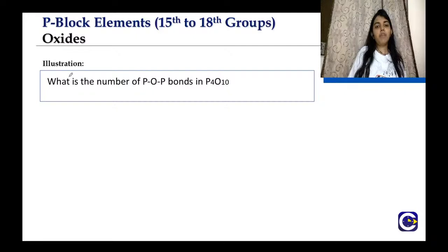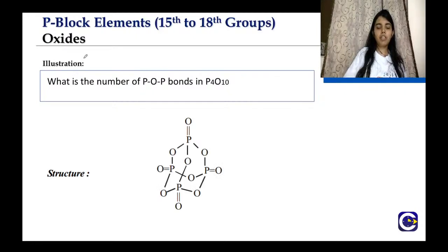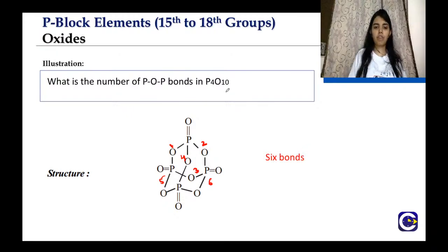What is the number of P-O-P bonds in P4O10? If you draw the structure of P4O10, the P-O-P bonds are 1, 2, 3, 4, 5 and 6. So there are 6 bonds. Such types of questions are asked from these structures, or they may ask the number of P double bond O present in P4O10. That is 1, 2, 3, 4, so 4 P double bond O are present in the P4O10 structure. So this variety of questions is asked from the structure itself.